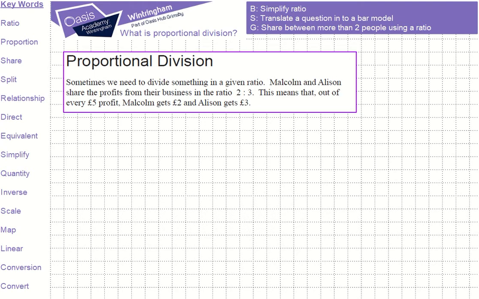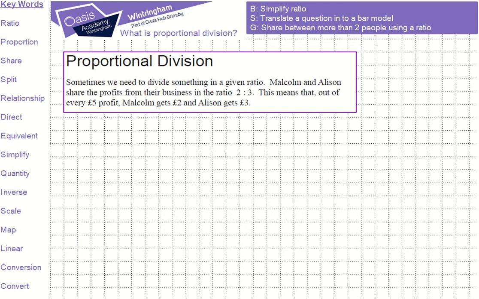So sometimes we need to divide something in a given ratio. As a quick example, Malcolm and Alison share the profits from their business in the ratio 2 to 3. This means that out of every £5 profit, Malcolm gets £2 and Alison gets £3. So they're splitting this profit according to the ratio.